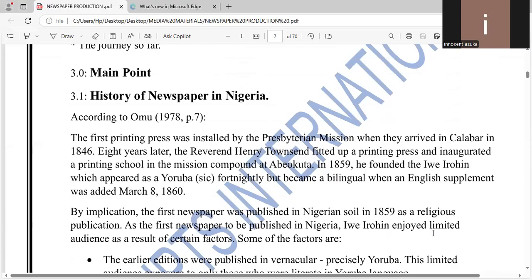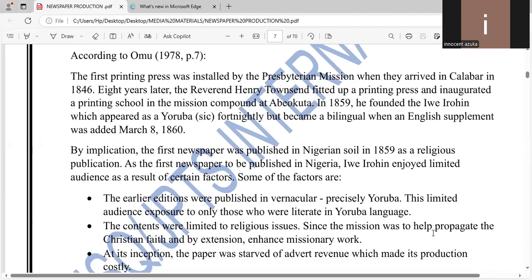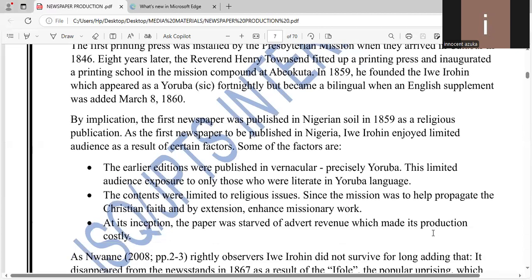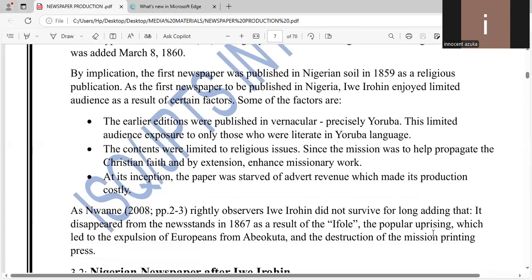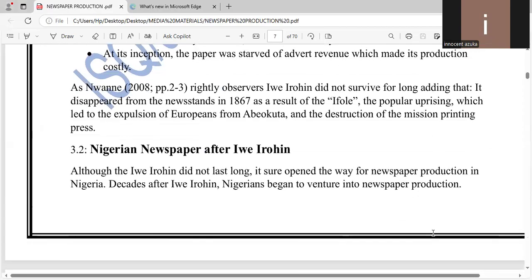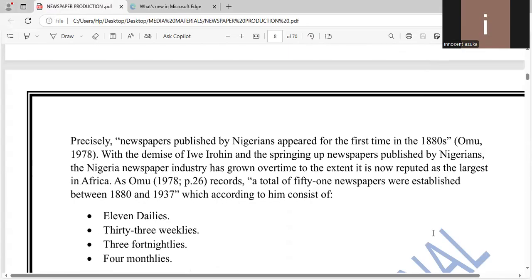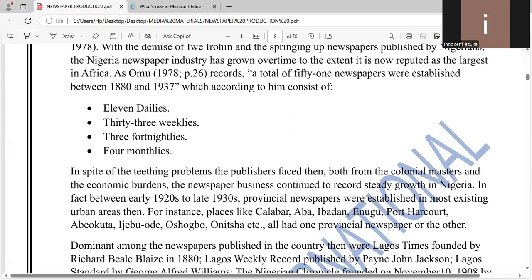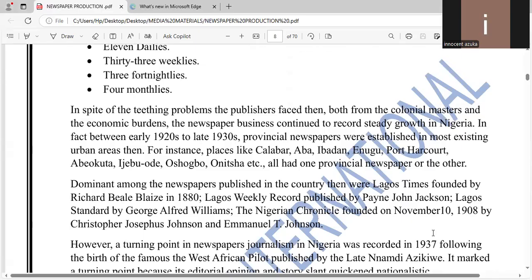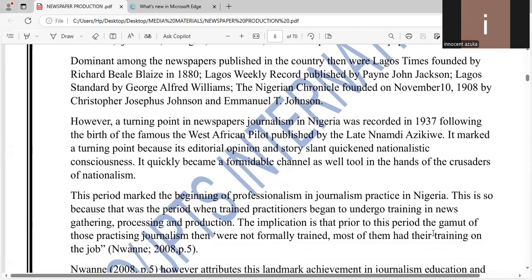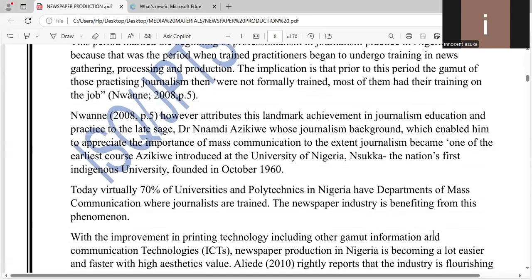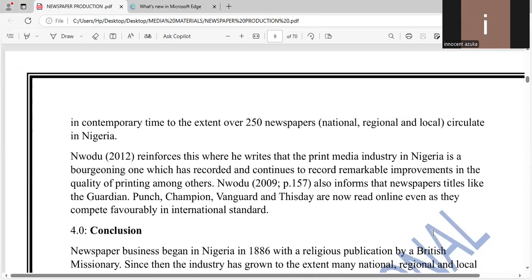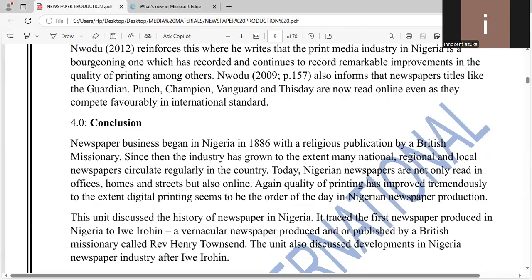You can read through how the history of newspaper in Nigeria started, down to March 8, 1860. I can see it. If you can screenshot it, just screenshot it. You can see how newspaper started. We are trying to give you the history of newspaper, both how it started abroad and in Nigeria.